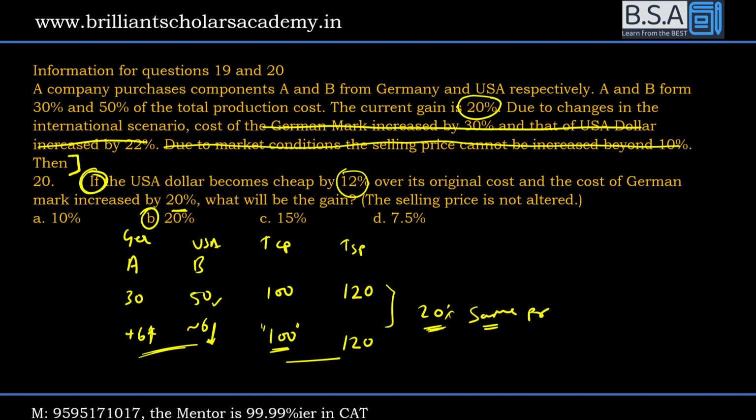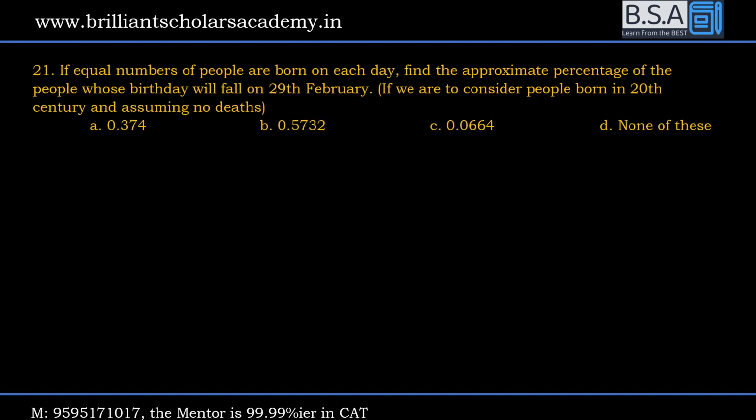Let us move on from this. Now, this is a CAT question. You might have seen this question in many places. This is asked as a trick question in interviews as well, right? If an equal number of people are born on each day, find the approximate percentage of people whose birthday will fall on 29th of February if we consider people born in the 20th century, assuming no deaths.